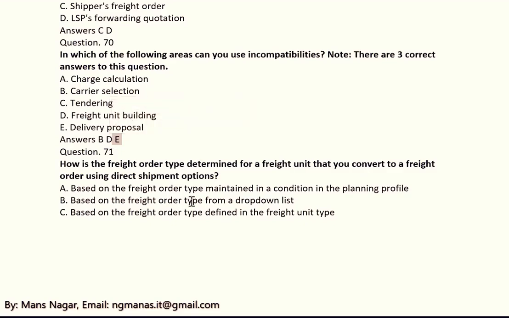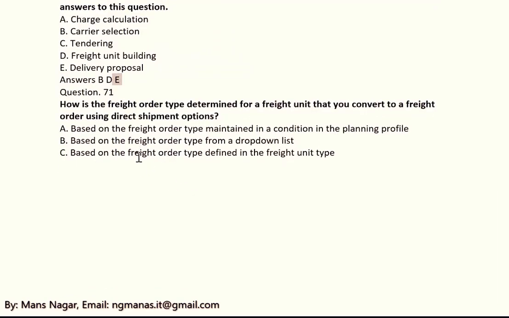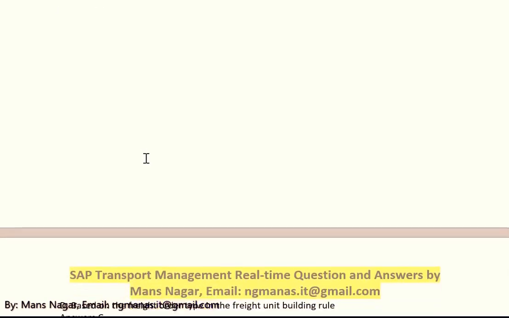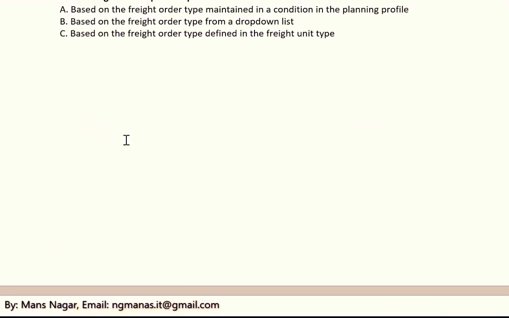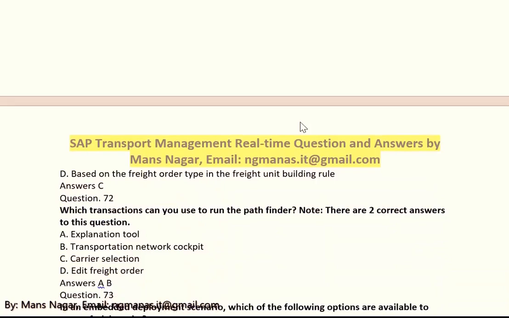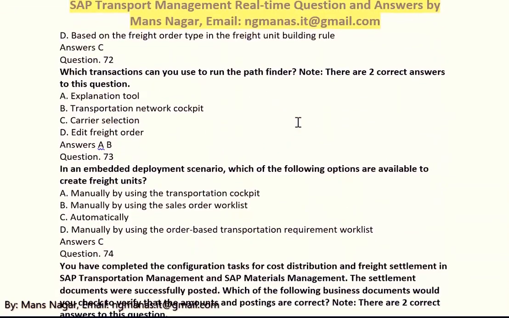How is the freight order type determined for a freight unit that you convert to a freight order using direct shipment options? Answer is C, based on the freight order type defined in the freight unit type. Which transaction can you use to run the Pathfinder? A and B. Explanation tool. B means transportation network cockpit.